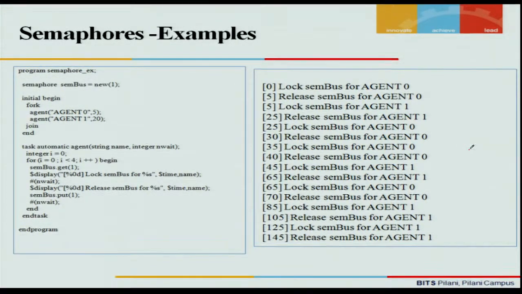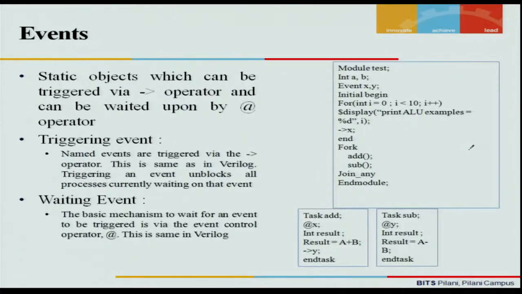So you can see the output is that at 0th time scale, the lock SEMbus is for agent 0. Then at 5, it releases the SEMbus for agent 0. At 5, it again locks the SEMbus for agent 1, and then at 25, it releases the SEMbus for agent 1. So for the first 5 clock cycles, agent 0 has the control of the semaphore bus. For the next 5 to 25 cycles, agent 1 has the semaphore bus. In this way, the design continues till 145 clock cycles, and you can see that agent 0 and agent 1 are basically interacting with each other, and alternately they are getting the control of the semaphore bus.